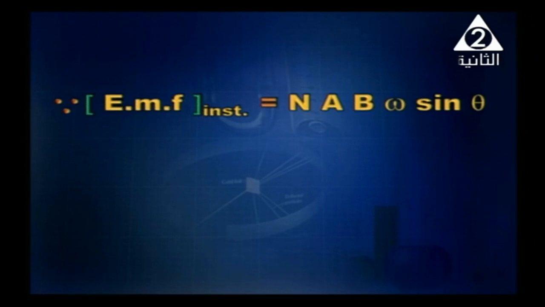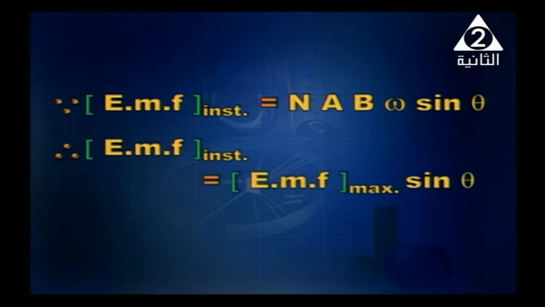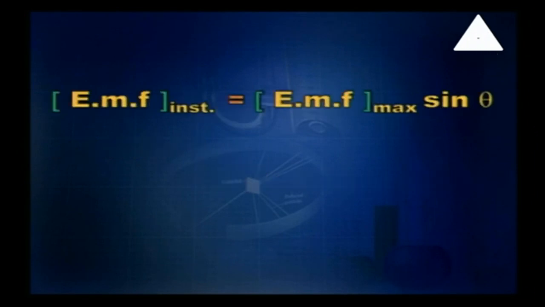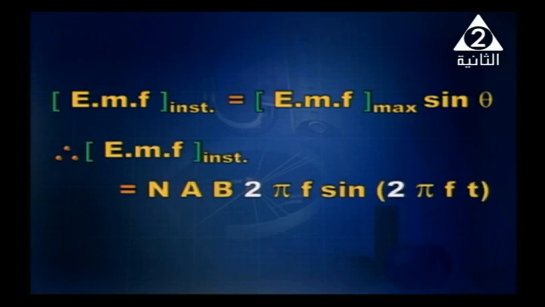So in general, we can say EMF instantaneous is equal to NAB omega sine theta. And let me remind you, NAB omega is the maximum EMF. So we can say instantaneous EMF is equal to EMF maximum sine theta. In detail, it is equal to NAB 2 pi f, if f is the frequency, times sine. Instead of theta, we can say 2 pi f t.